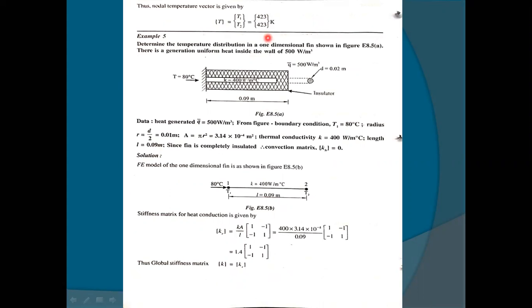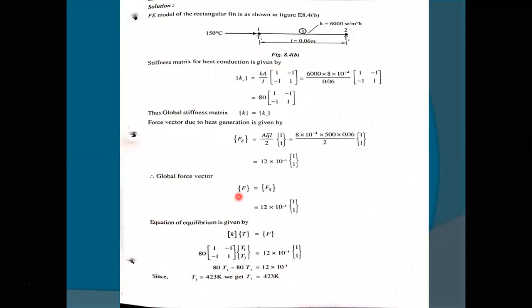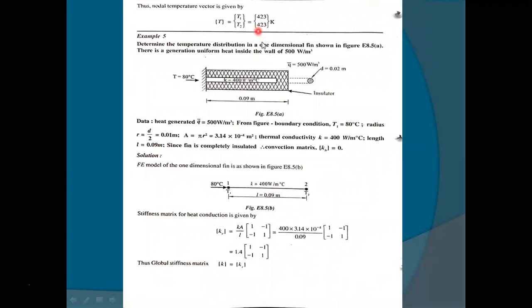So here the difference is, in this problem there is no convection heat transfer, that is, the fin is not subjected to surrounding temperature, therefore there is no need of calculating the stiffness matrix for convection. That is one thing. Another thing is, due to heat generated, we calculate the force matrix, and this is the formula to calculate the force matrix for heat generated. Then we apply the equilibrium equation, K into T is equal to F. Then we know the temperature T1, therefore we eliminate the first row and first column, then we calculate T2. So we will get T1 and T2.